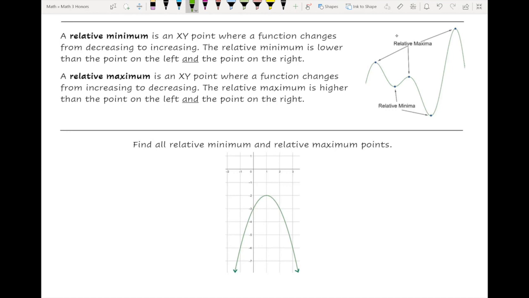And very similar to a relative maximum. So if you zoom in, just look at stuff really close to that point, on both sides, they are lower than that relative maximum. And there are 3 examples of a relative maximum on this little graph right here.